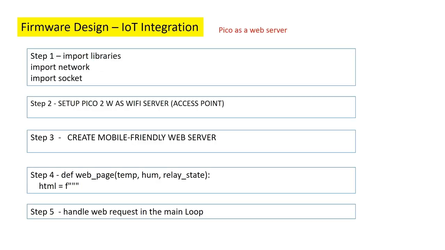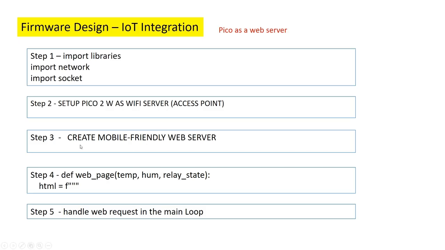So on our Pico 2W IoT temperature humidity controller, we're going to set up Pico as a web server. So we're going to use the third one, which is Pico as a web server. Basically we're going to add some of these things to our existing firmware. We're going to add some libraries, which are the network library and socket library. Then we're going to set up Pico 2 as a Wi-Fi server. So we'll create an access point, or connect to an existing access point.